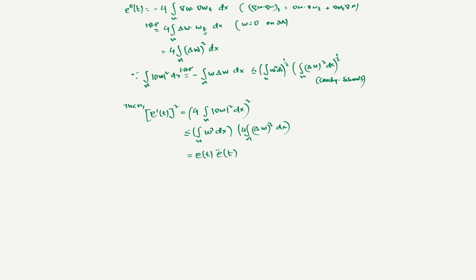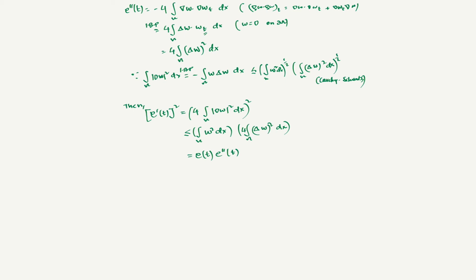I hope this is clear to you. The integral of gradient of w squared dx is this, right? So I just wrote it here, and after that put the 4 inside. If I put the 4 inside, that is essentially e double prime of t. So maybe I can write it like this, it will be more clear. Let me put it this way: e double prime of t. Clear? Okay.